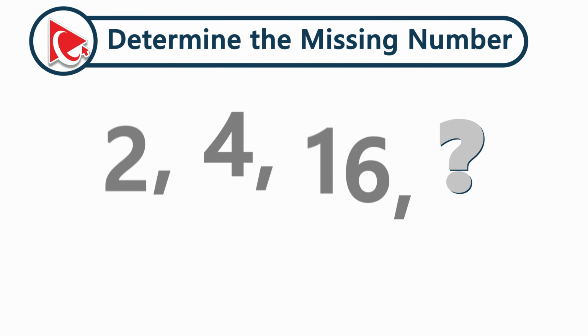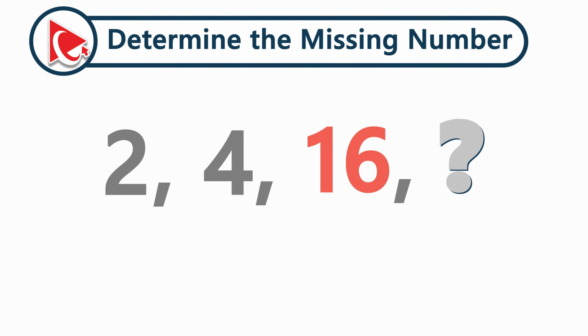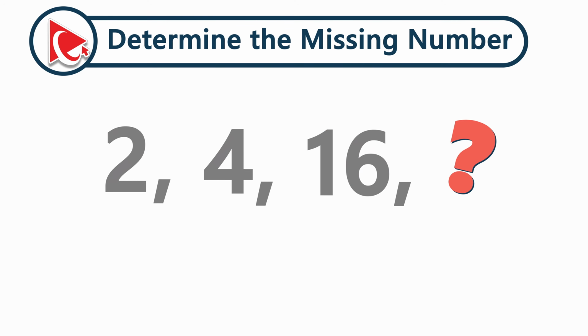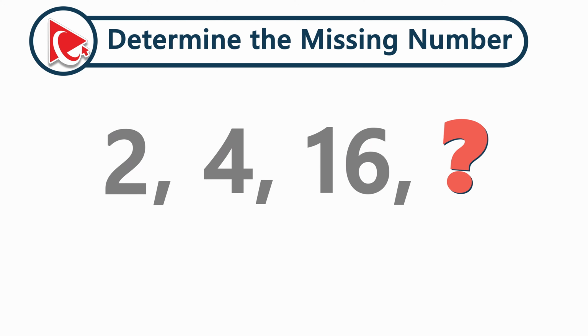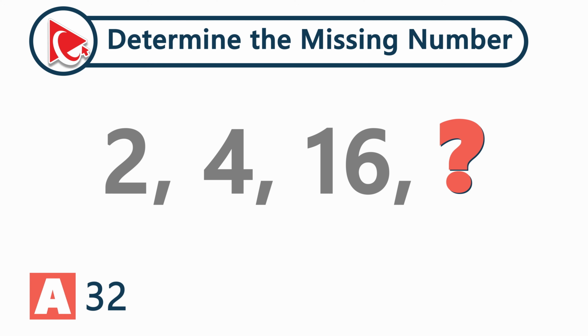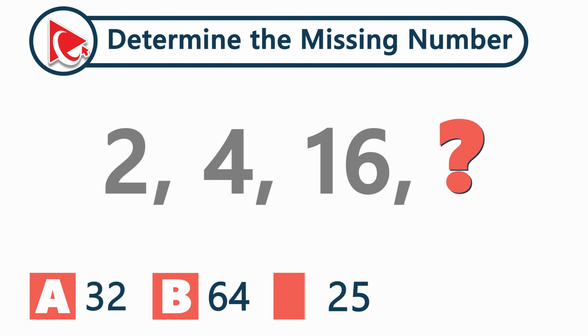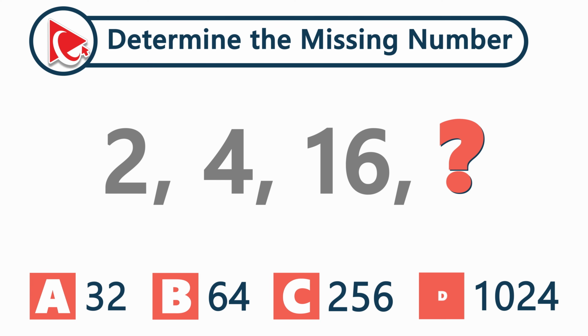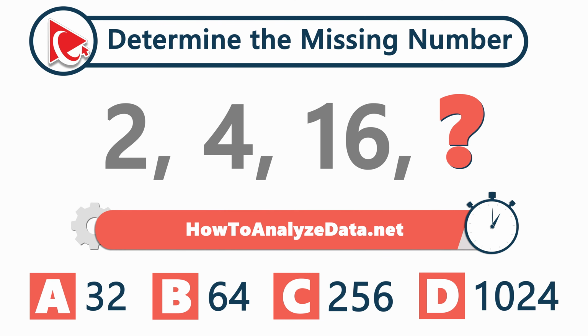Consider the following sequence. 2, 4, 16. And then comes the missing number, which you need to calculate out of 4 possible choices. A, 32, B, 64, C, 256, or D, 1024. Can you try to solve it on your own and choose the right answer?